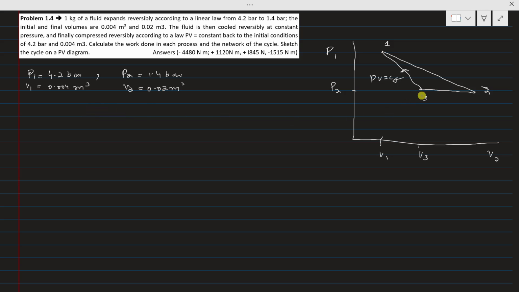We need to find the V3 value also, because that is further used to find the net work and the work from 3 to 1. So the process 1 to 2 follows a linear law, then process 2 to 3 is at constant pressure, and then 3 to 1 follows the compression law PV equal to constant.